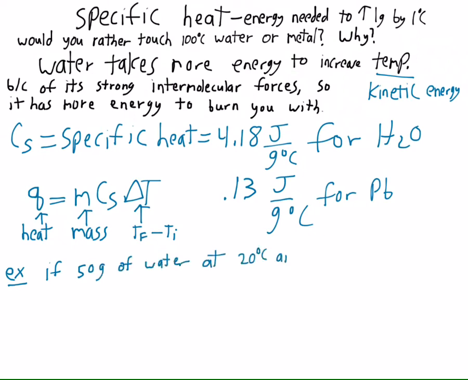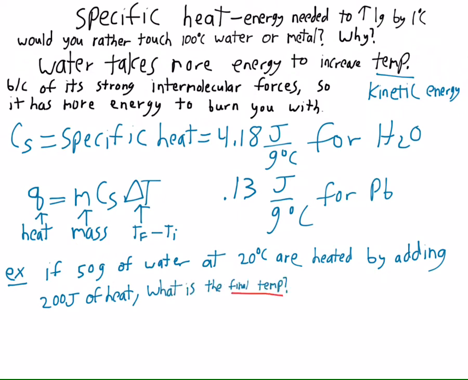So for example, if 50 grams of water at 20 degrees Celsius are heated by adding 200 joules of heat, what is the final temperature? Pause and write that one down.